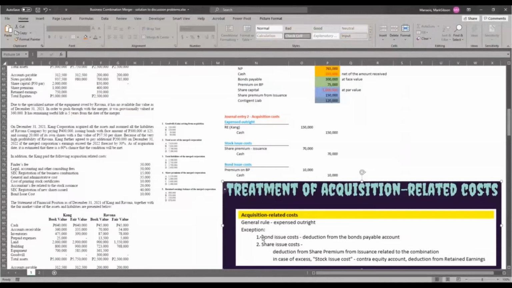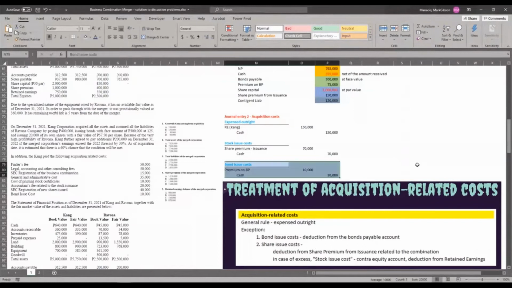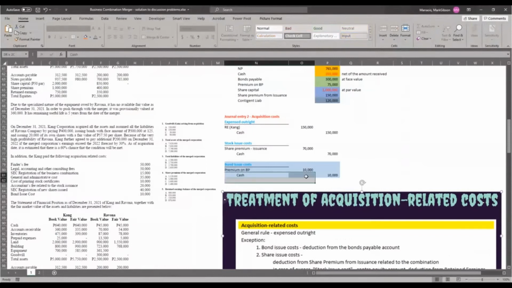Okay. So, sabi dyan, bond issue cost should be a deduction from the bonds payable account, no? So, therefore, of course, no, dahil nagbayad tayo, dito tayo sa bond issue cost muna. Magkano ba yung binayad natin na bond issue cost? That's 10,000. Dahil nagbayad tayo, automatic credit is cash. No? And then the debit, instead of expense, so we book it onto premium on bonds payable. No? So effectively, it's a deduction to your bonds payable.